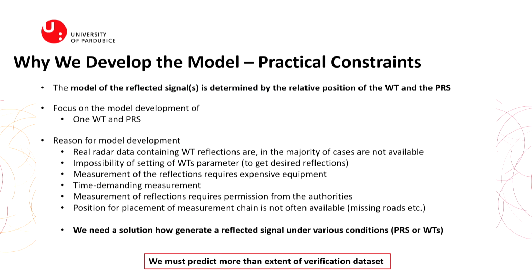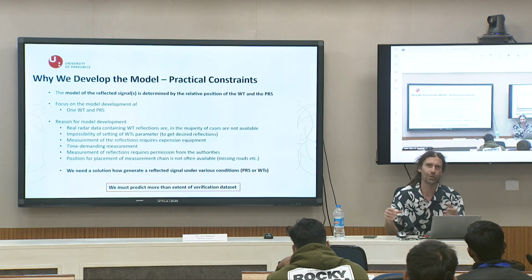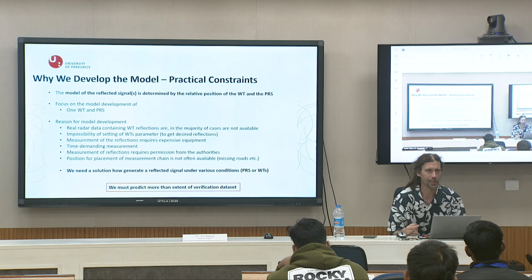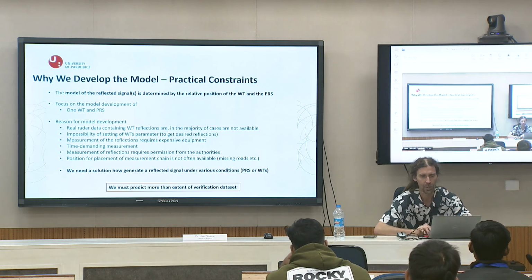Also, the position for placing the measurement chain is often not available. You will find a nice position, and there is no road. Believe me, you don't want all this, just get it on your shoulder and go to some field, because it is very heavy. One antenna with stand is about 30 kilograms. The computer is easy, the SDR is 1 kilo, it is not a problem, but this and the power generator are also not light, so this is a little problem.